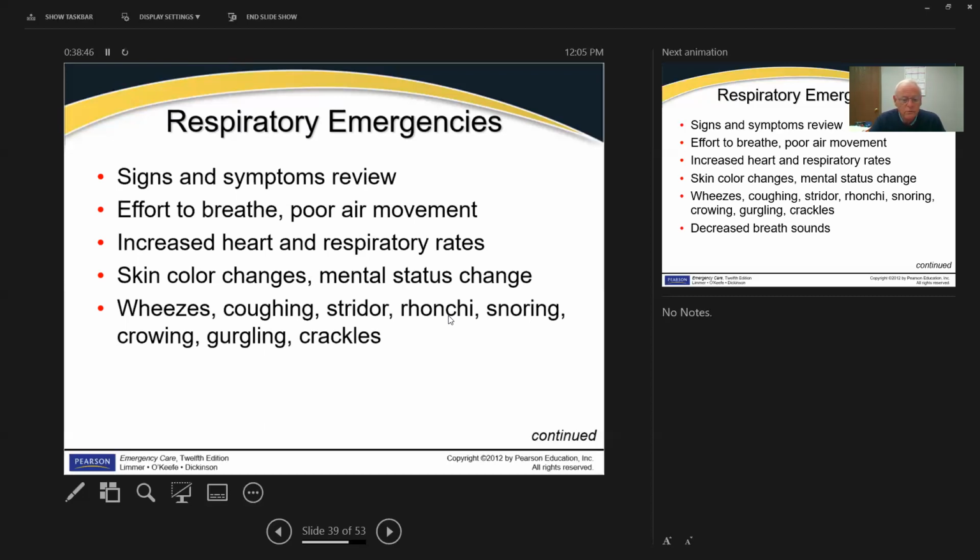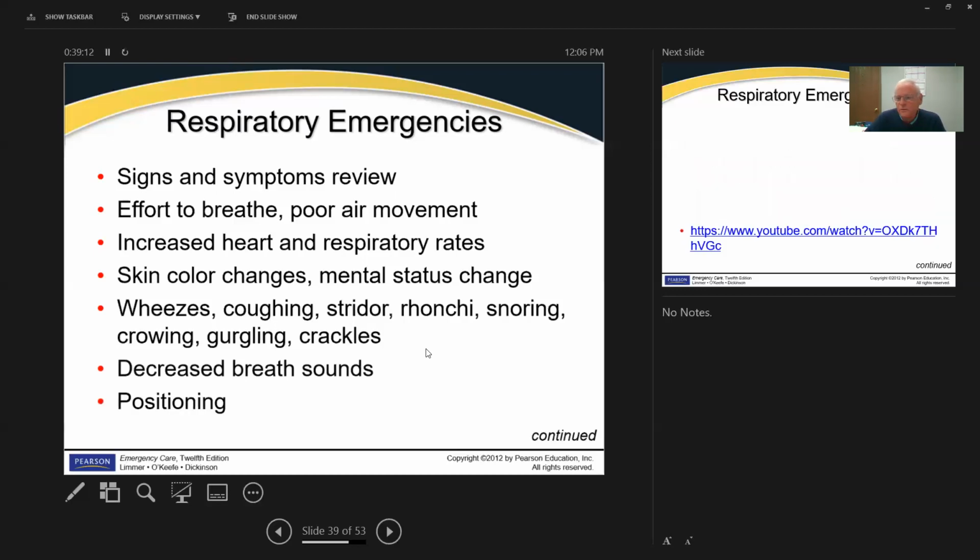Snoring from a tongue partially blocking the airway. Crowing, like kids that get croup, things like that will crow. And other gurgling from fluids in there, and crackles or rales, R-A-L-E-S, rales, from fluid down in the alveoli, and it's the air popping out through a fluid layer. And then they could have decreased breath sounds on one side or the other. And look at how they're sitting. Remember that gentleman, okay?